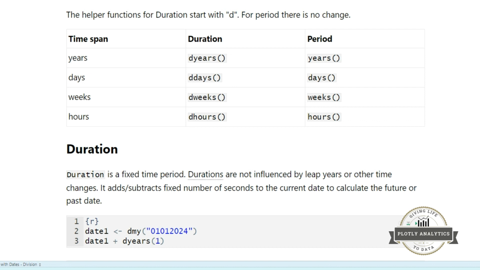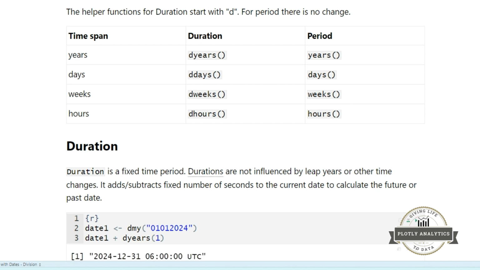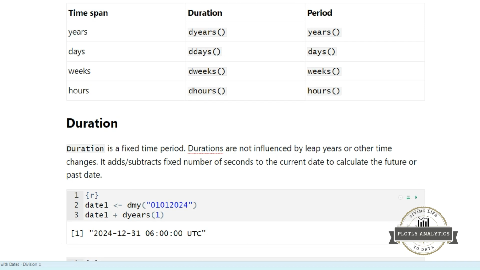So let's take an example here. I've created a date1, which is 1st of Jan 2024. And I'm adding a duration here. Remember dyears, the years function is prefixed by D. So dyears, it's a duration function. I'm adding 1 year to that date1. And the result that I would expect is 1st of Jan of next year, 1st of Jan 2025. Now if I execute this, look what happened.